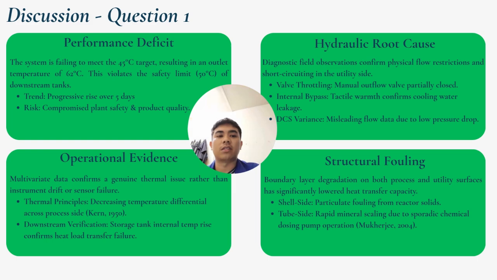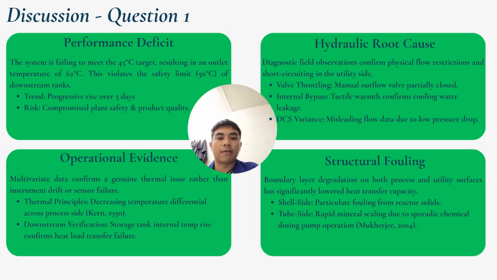The primary performance metrics show a failure to meet the target outlet temperature of 45 degrees Celsius, as the process stream is currently sitting at 62 degrees Celsius. This temperature has climbed progressively over the last 5 days. As a result, the fluid is entering the downstream storage tank 12 degrees Celsius above the maximum safe operating limit of 50 degrees Celsius, directly compromising plant safety protocols and product quality.